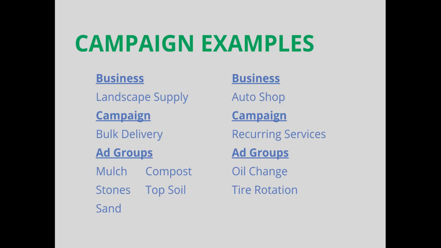The second example here is an auto shop. They might want to run a campaign to find recurring customers, and the two services that bring them the most recurring customers would be oil change and tire rotation. And let's take this a step further and say their goal is to book appointments through their website and grab an email address from these people.